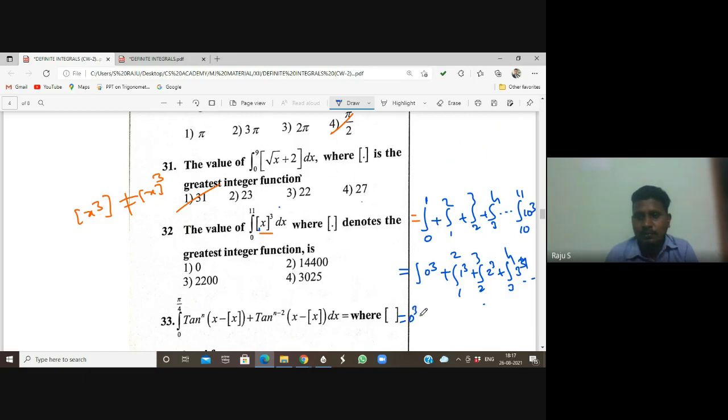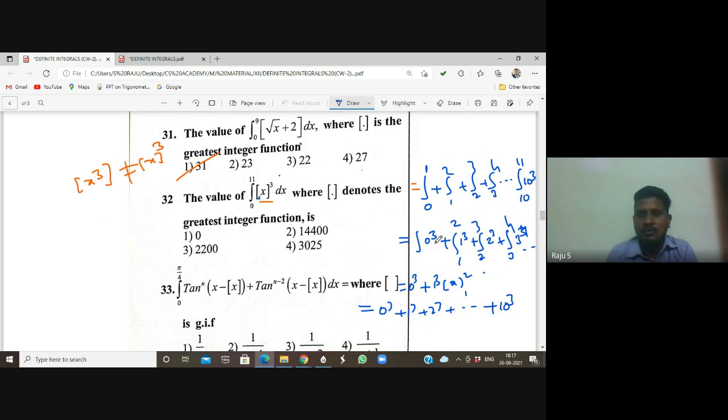0 cube is 0. Plus 1 cube. From x from where to where? 1 to 2 means 2 minus 1, 2 to 3 means 3 minus 2, everything is 1. So finally here we are going to find 0 cube plus 1 cube plus 2 cube plus until plus 10 cube. This value alone we have to evaluate.